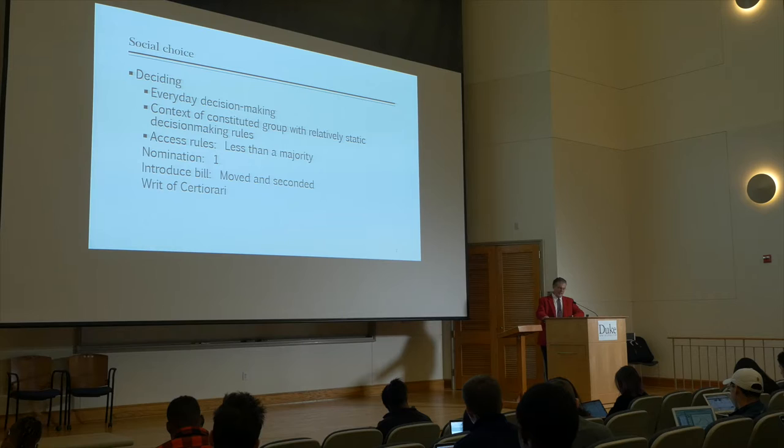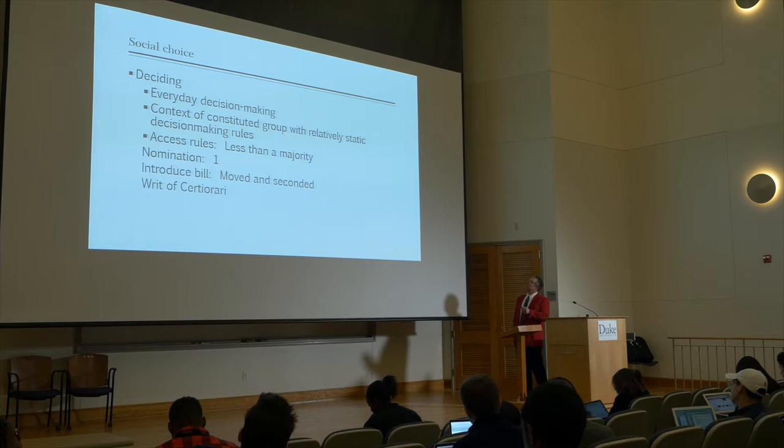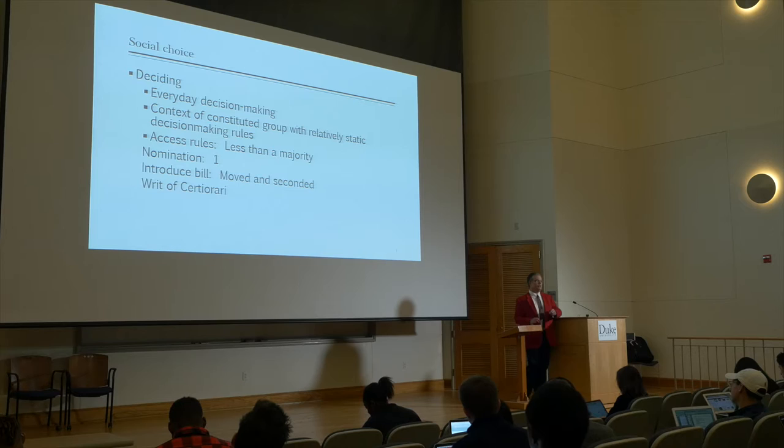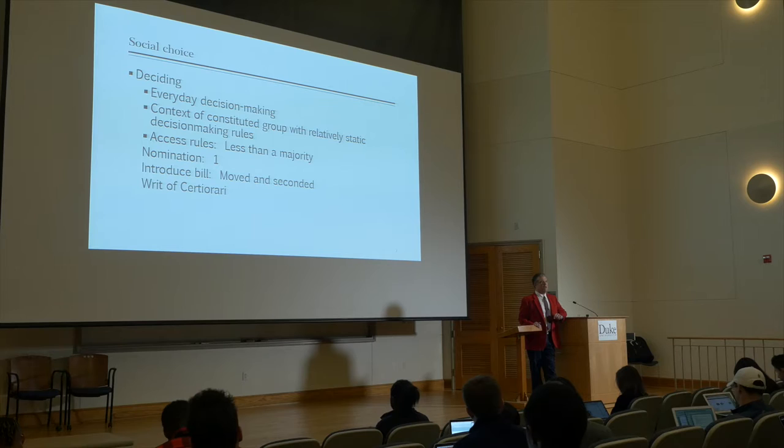When it comes to deciding, the third category, in everyday decision-making, the context of the constituted group gives you relatively static decision-making rules. Now, why is it that so many groups choose majority rule as their relatively static decision-making rule? We could say it's because of custom, but that's question begging. We do it because we have always done it. Why is it that so many groups independently seem to choose majority rule?